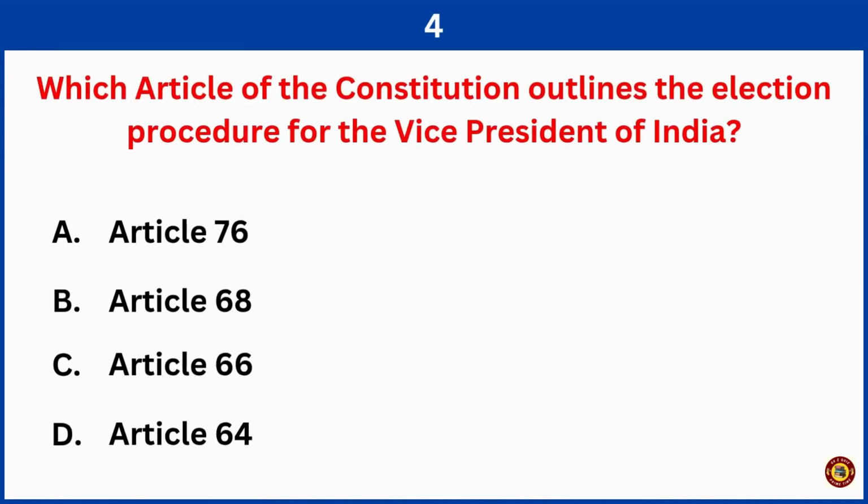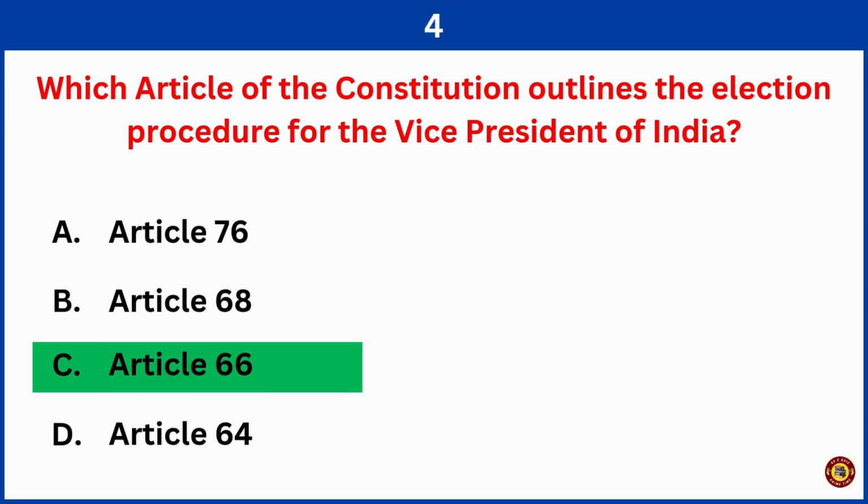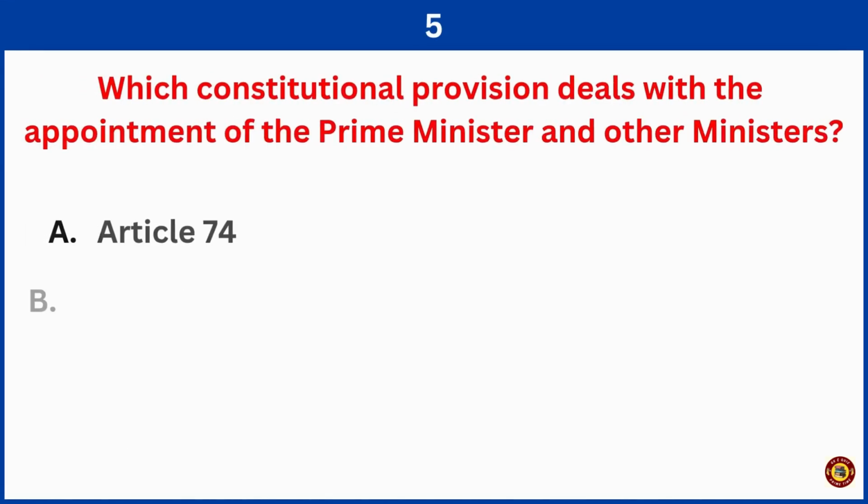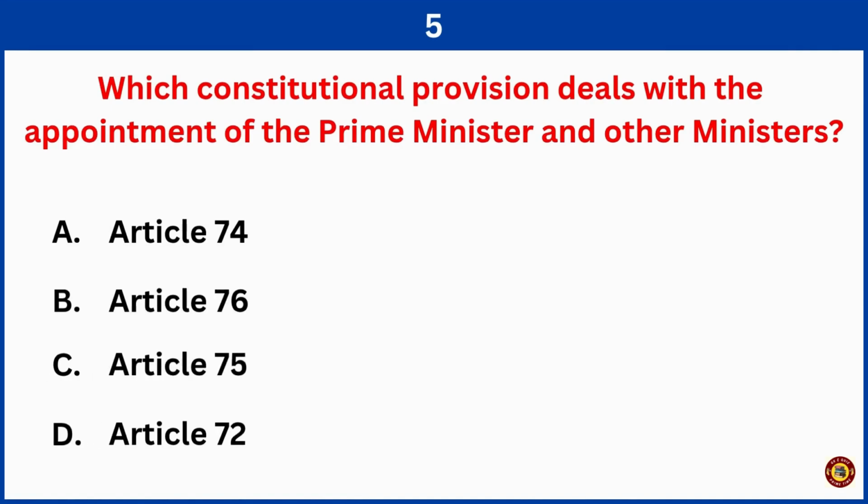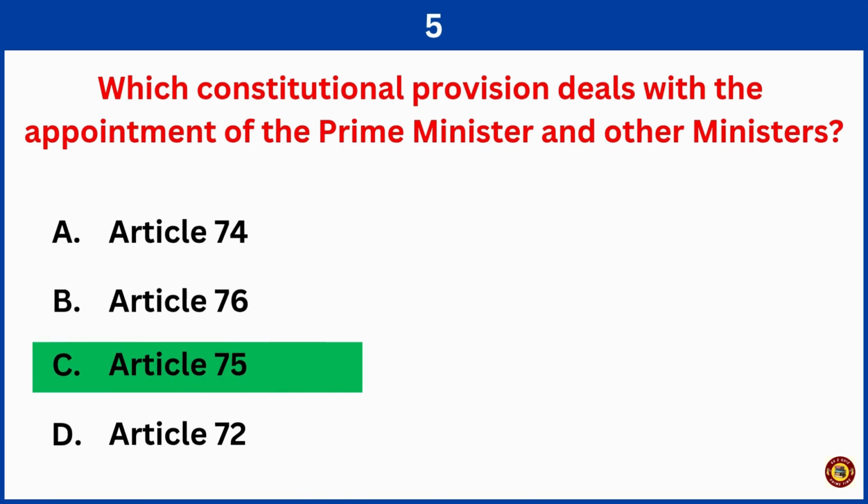Which article of the Constitution outlines the election procedure for the Vice President of India? Right answer is option C, Article 66. Which constitutional provision deals with the appointment of the Prime Minister and other ministers? Right answer is option C, Article 75.